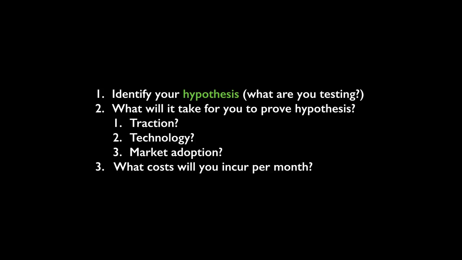So in testing a hypothesis, it might be that you want to build a product, test early adoption, and figure out if you can get the number of beta customers that you believe you can. In order to do this, you might need 12 months or 18 months of runway, and you have an implied cost per month that it's going to take to get there. So these are the various things that we want to talk about.